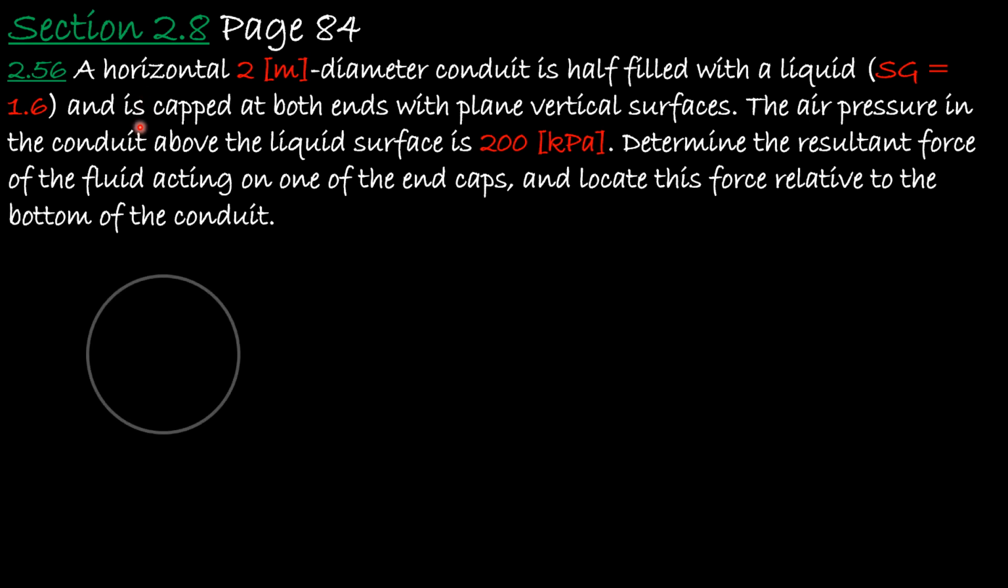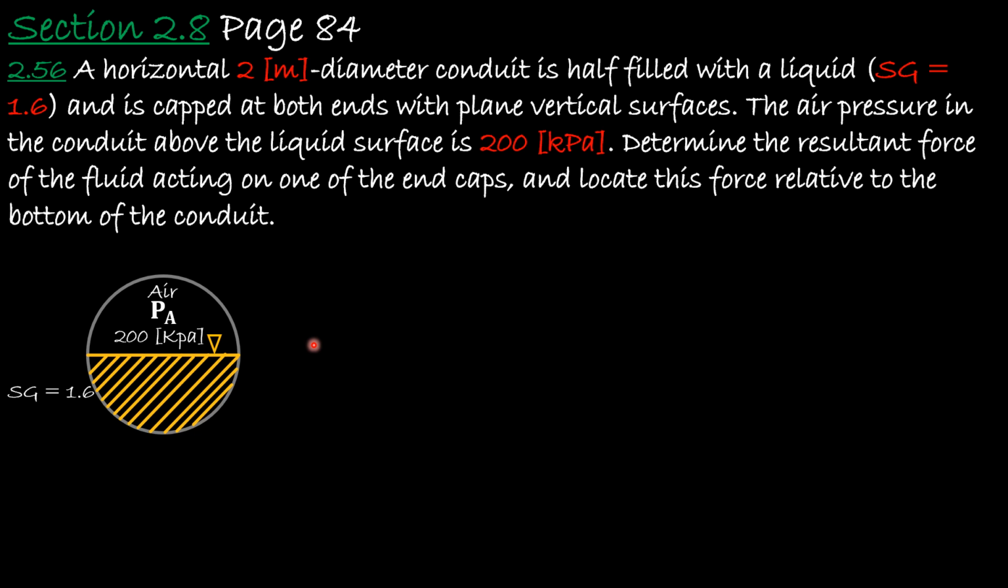Sketch the problem. So this is our conduit, and this is a 2-meter diameter circular conduit. Half of the conduit is filled with a liquid, and this liquid's specific gravity is 1.6. Now, above the surface of the liquid, what do we have? The problem told us that we have air. The pressure of the air is given to us as 200 kilopascal.